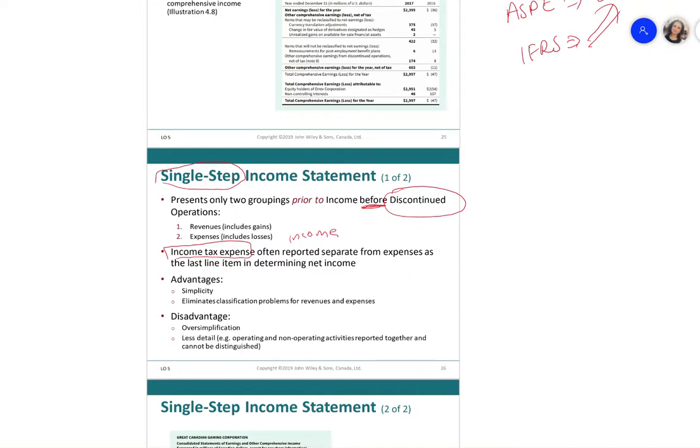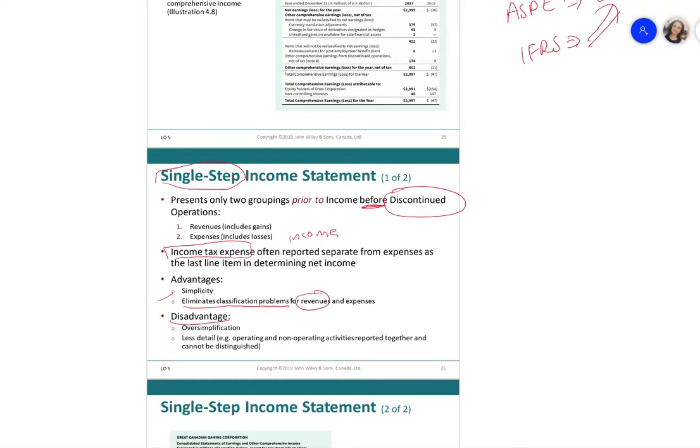Now, what is the advantage of doing a single step? It is simple. It eliminates the classification problem, because sometimes we classify an expense under selling, sometimes we classify it under administrative. So it eliminates that classification problem for the revenue and expenses, because we group them together.